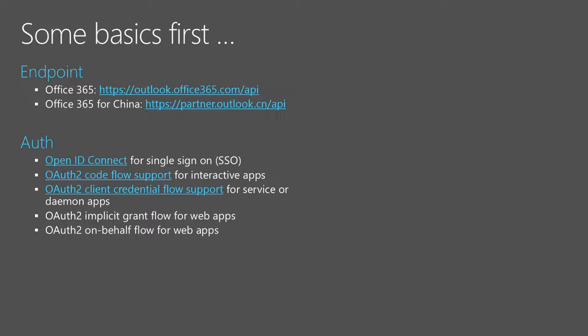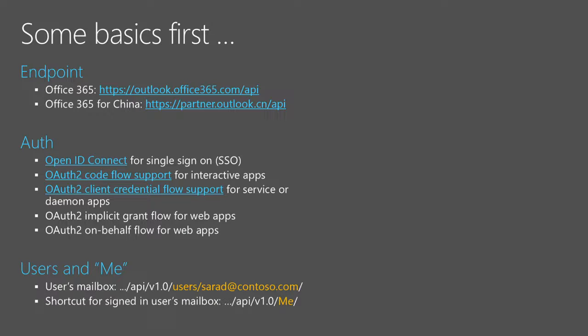And the OAuth flows we support are for interactive apps, and for background service or daemon apps. The service or daemon apps have access to any mailbox in the organization, so an admin has to grant consent for it, but these can be used sometimes for sync jobs or background processing. Also there are other flows which are required mainly for web applications.